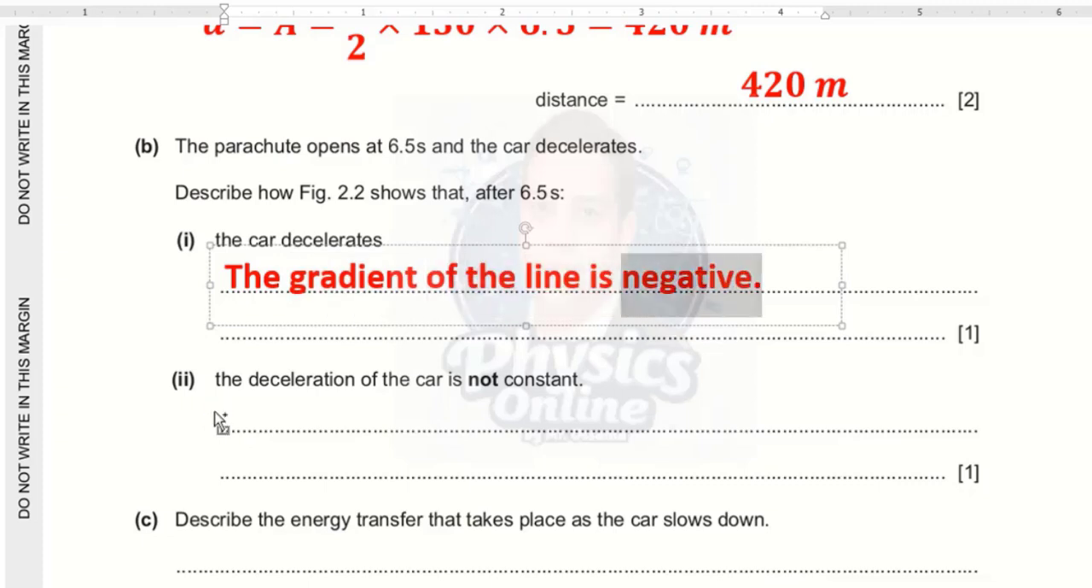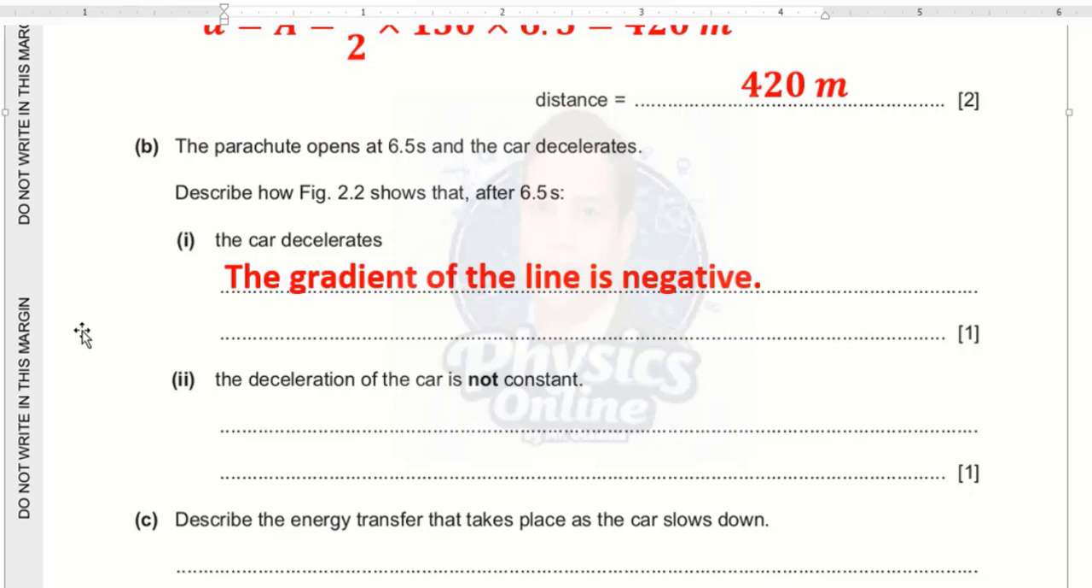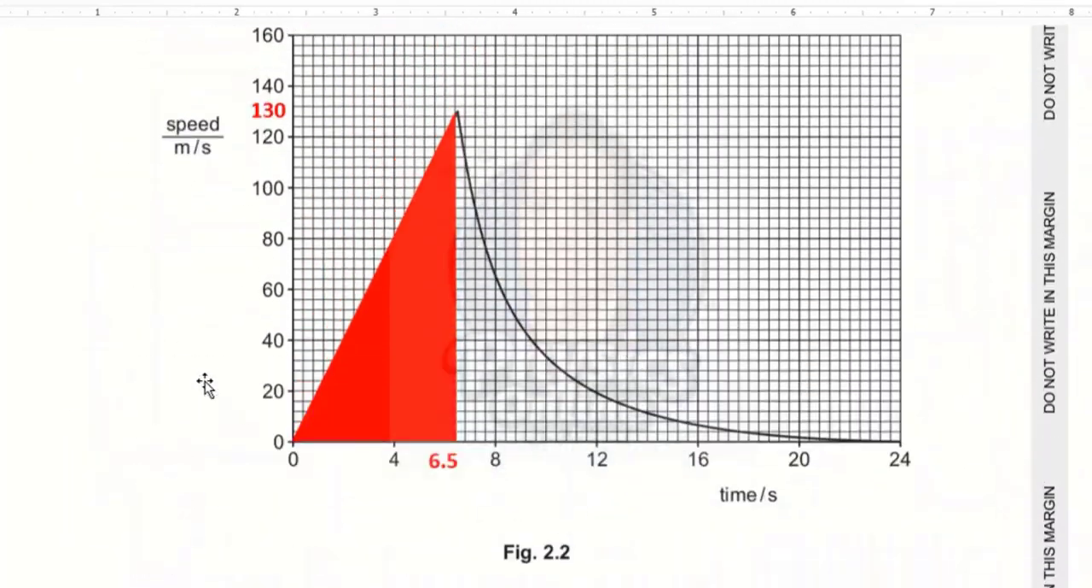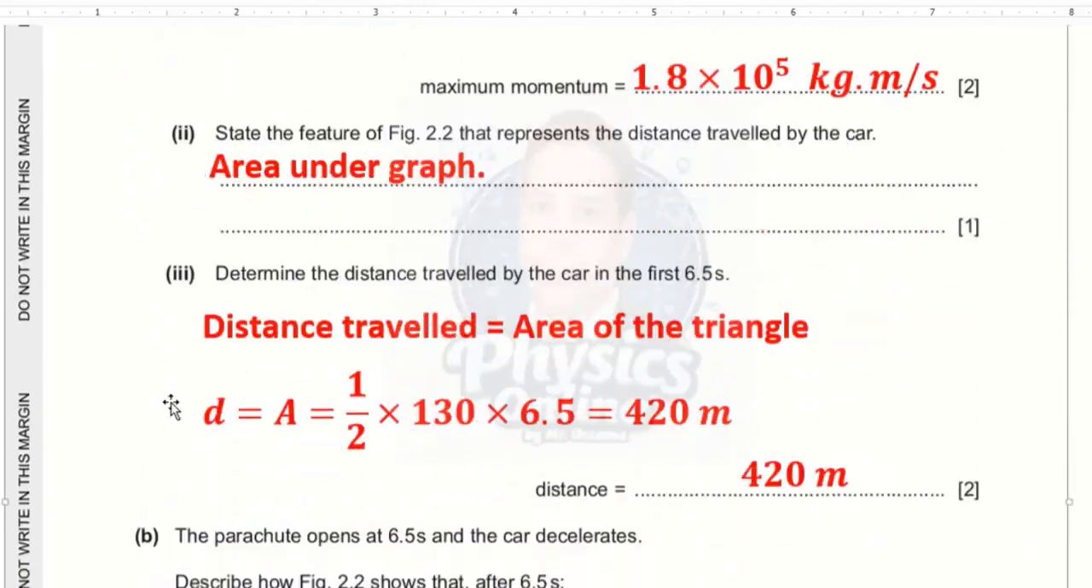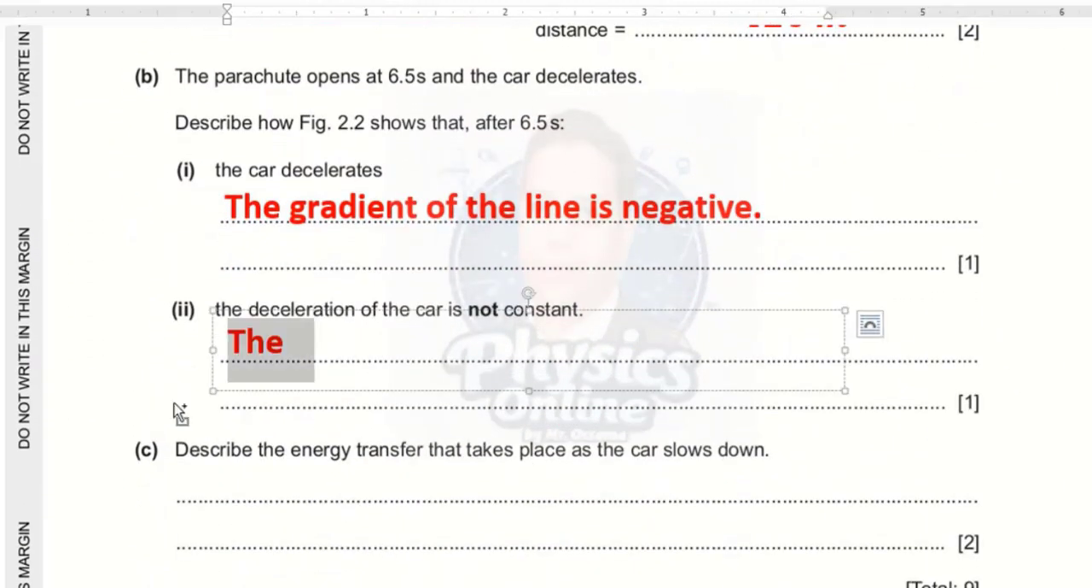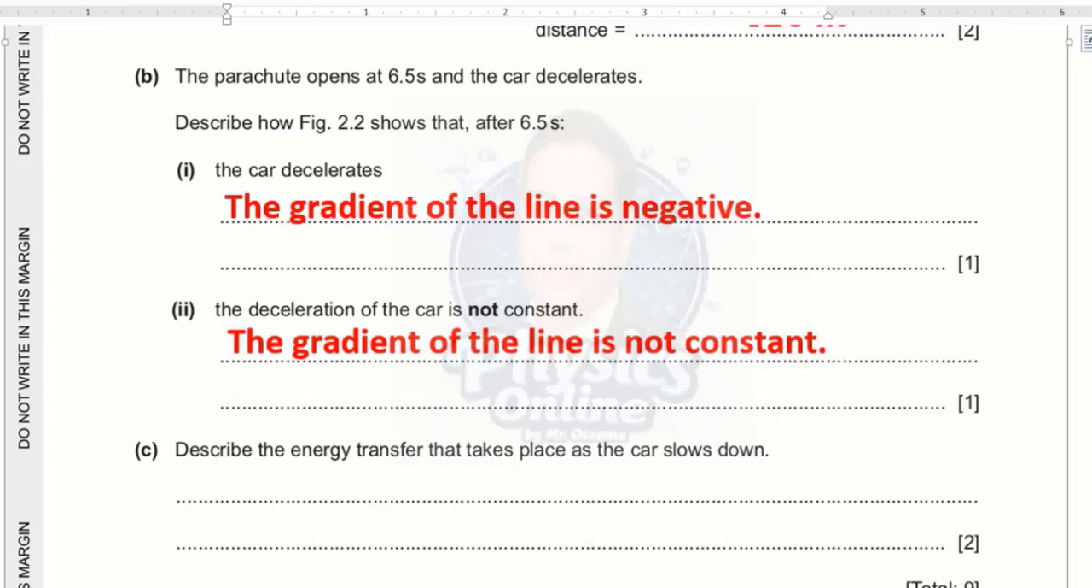The gradient of the line is negative. The deceleration of the car is not constant. How do we know that the deceleration is not constant? We don't have a straight line. This is a curve, which means it is not a constant deceleration, or the gradient of the line is not constant.